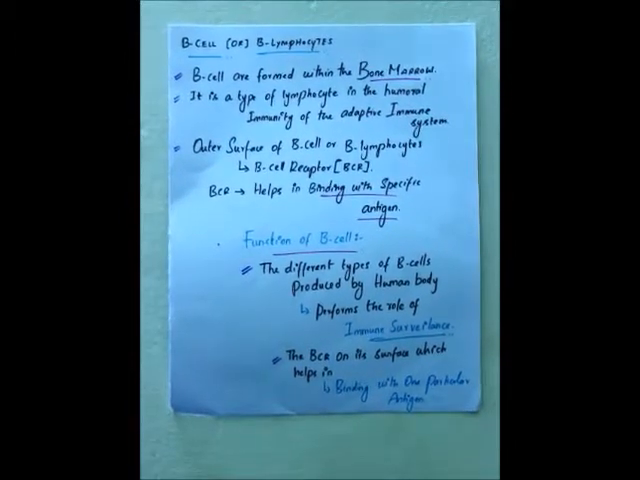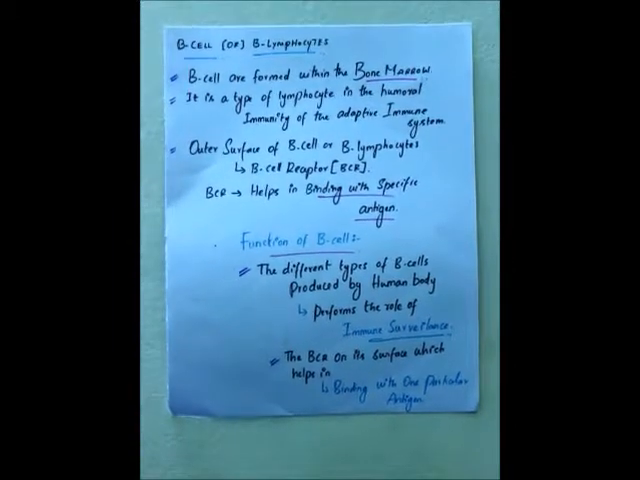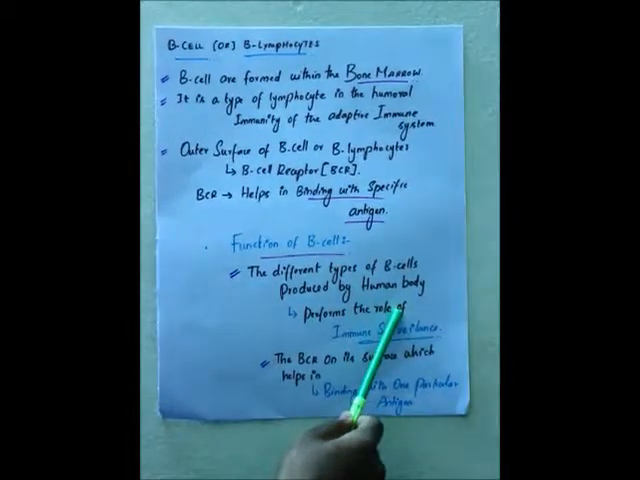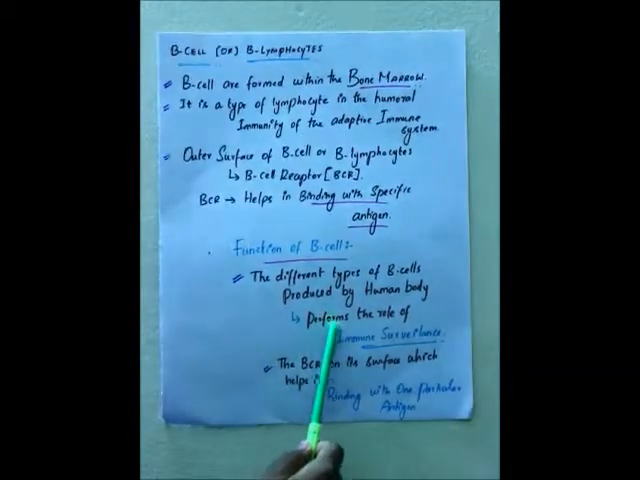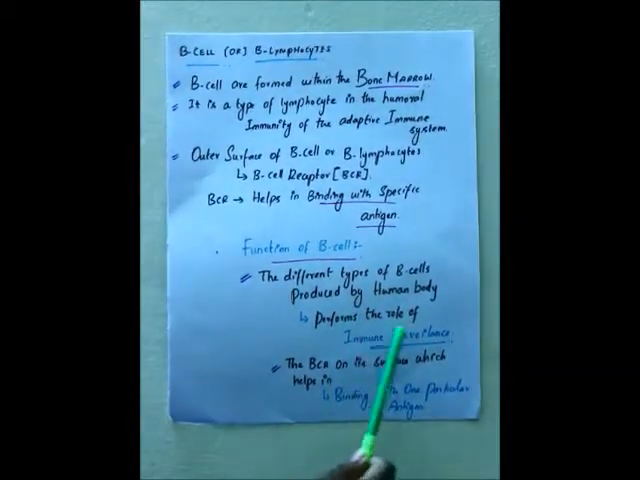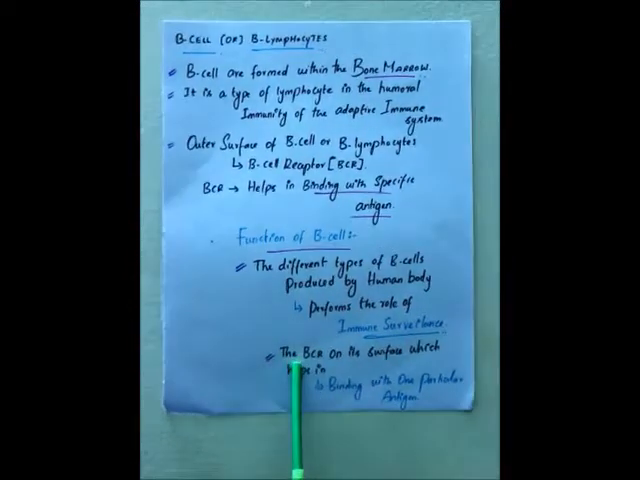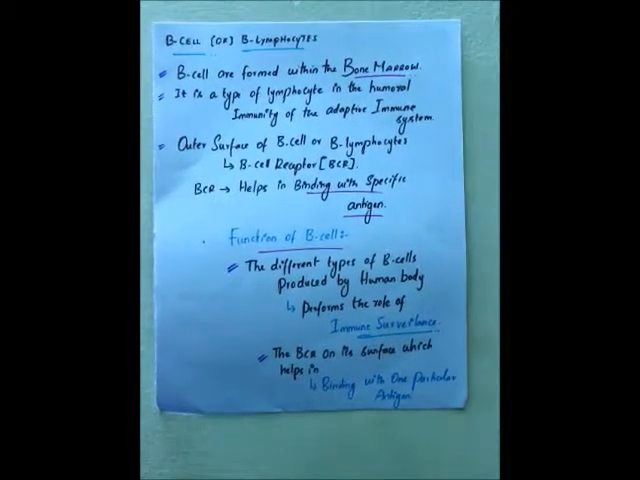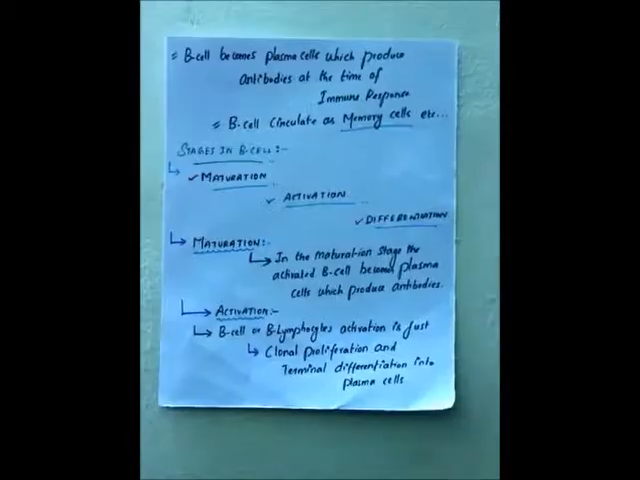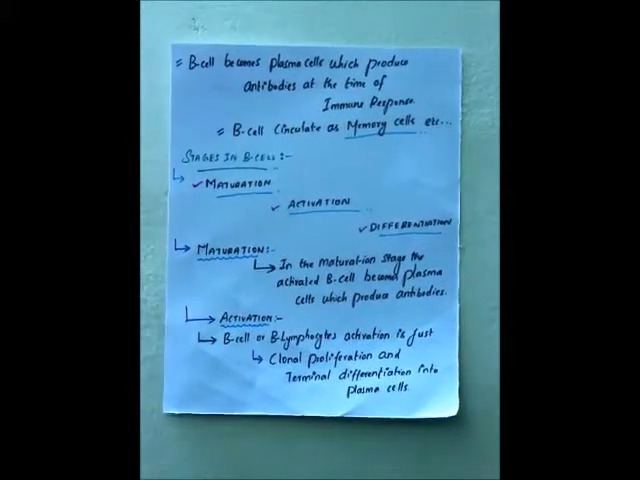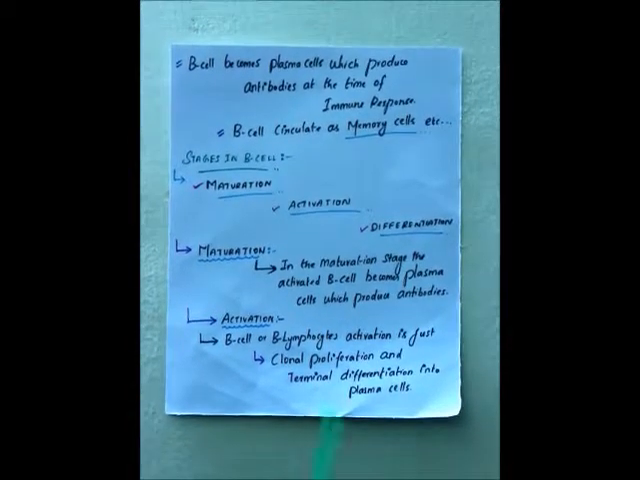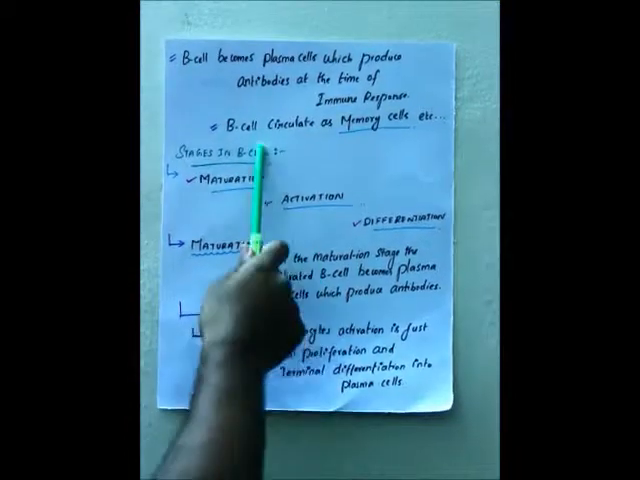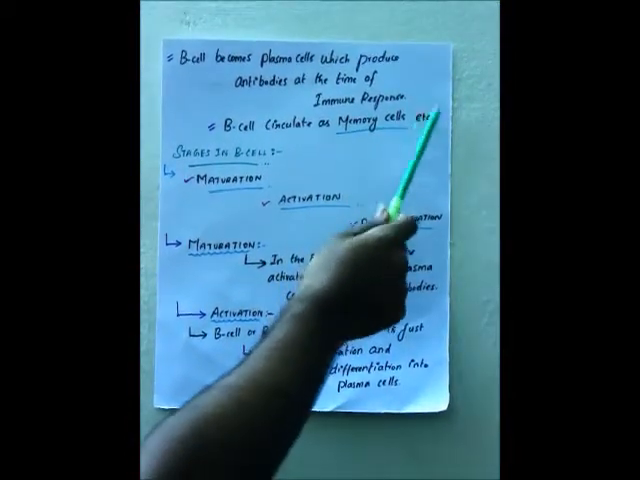Then we are going to see about the function of B cells. Different types of B cells are produced by the human body. The first one performs the role of immune surveillance, and the second one has BCR on its surface, which helps in binding with one particular antigen. Now the B cells become a plasma cell which produces antibodies at the time of immune response. Then the B cells also circulate as memory cells, and so on.